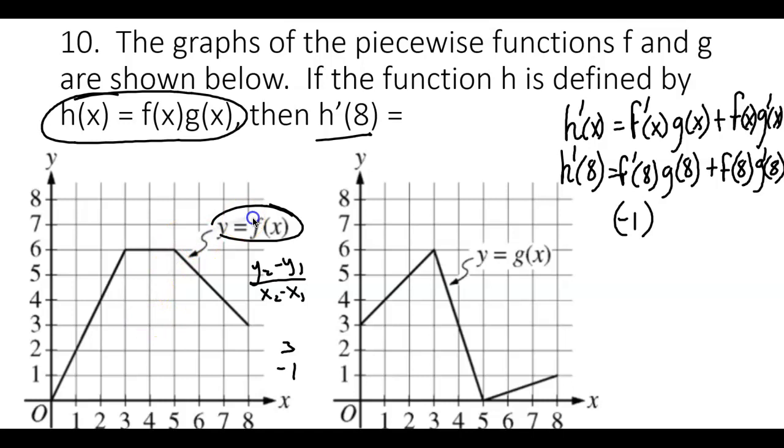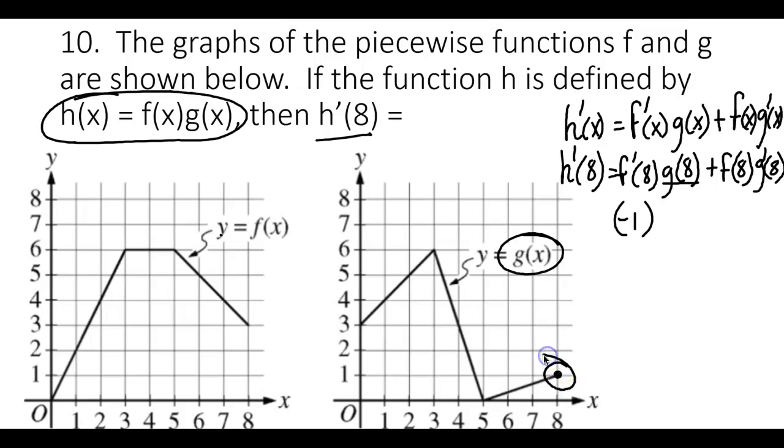Next thing is asking for g of 1. Now that's not a g prime, right? That's just a g. So if you're looking for just a g, that means what's the y value of the g function at x equals 8? So there's where x equals 8, and what's the y value there? Well, the y value at that point is 1. What's this? Is that a y value or a slope? Well, it's not a derivative, so it's a regular f, so therefore that must be a y value. So they want the y value of the f function at x equals 8, which is 3.